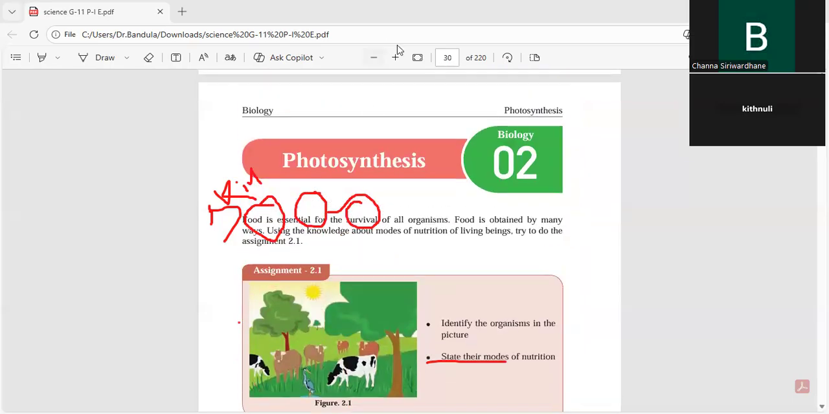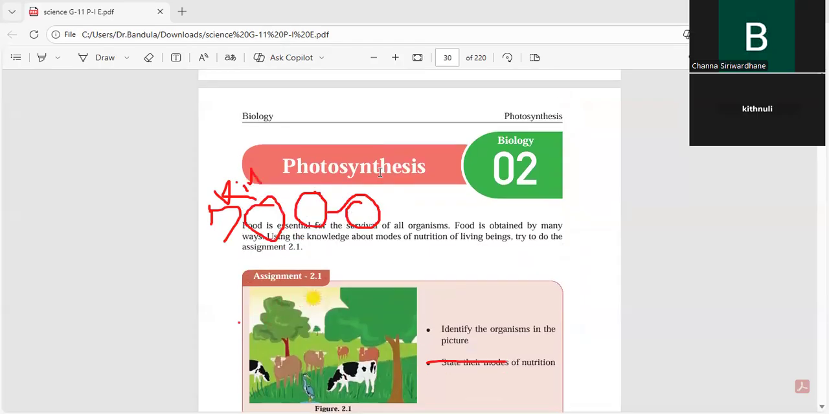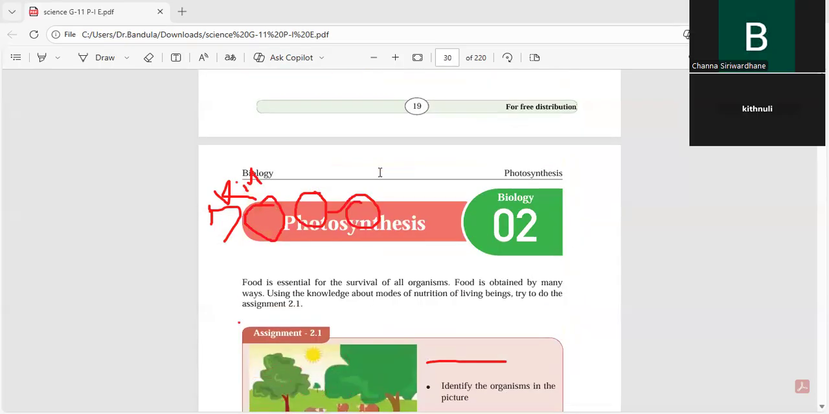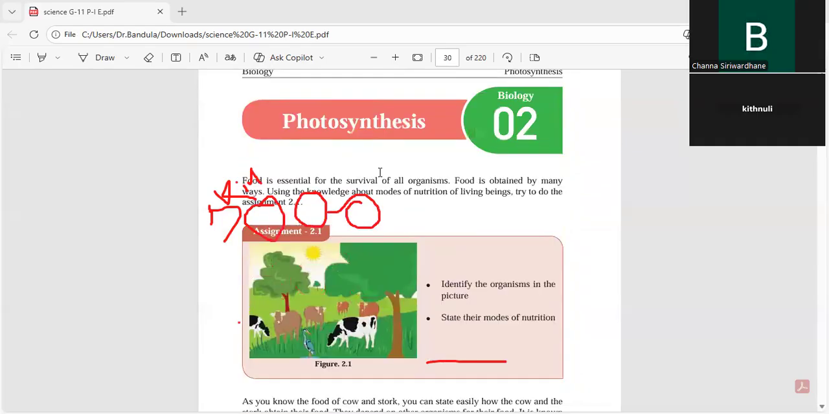Now we are going to a new topic. Right? A well-known topic called photosynthesis. We are going to study photosynthesis.